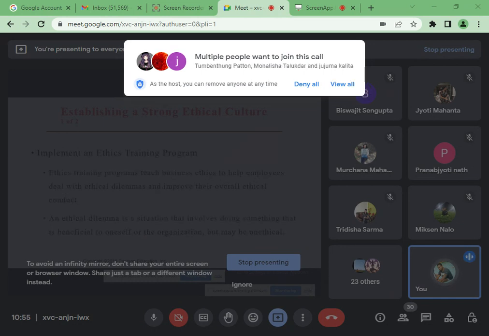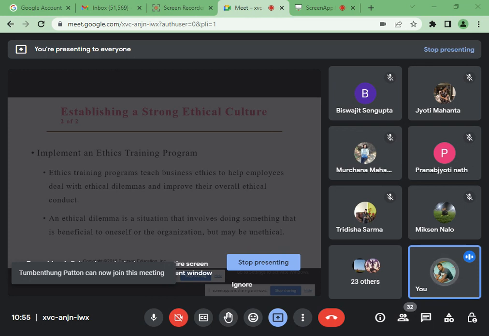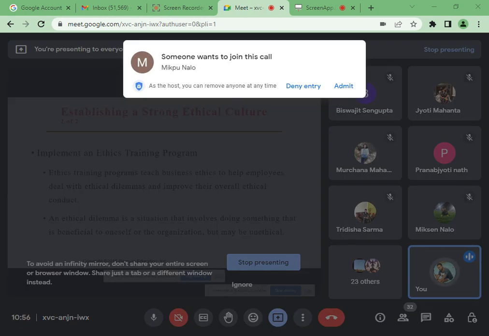Next is implement an ethics training program. Ethics training programs teach business ethics to help employees deal with ethical dilemmas and improve their overall ethical conduct. An ethical dilemma is a situation that involves doing something that is beneficial to oneself or the organization but may be unethical. So the ethical training, we should implement in our programs.